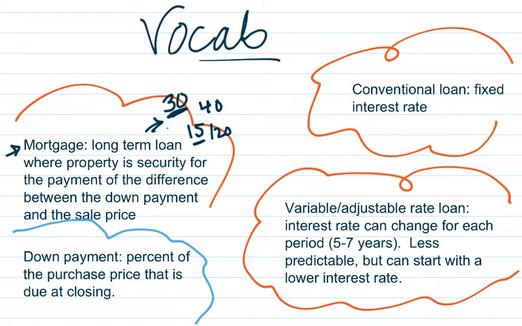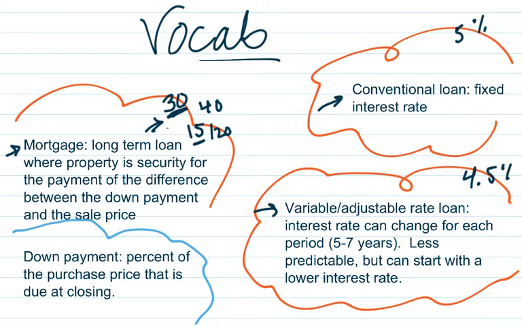Now, there are different types of mortgages. First one would be a conventional loan or a conventional mortgage. That would be a fixed interest rate mortgage where the interest rate is set for the entire period of the loan. Whereas the other type, which we're not going to focus on, but they do exist, are variable or adjustable rate loans, where the interest rate can actually change during each period. So you might have a conventional interest rate that's a 5% interest rate on your mortgage compared to a variable interest rate that might start off at 4.5%.